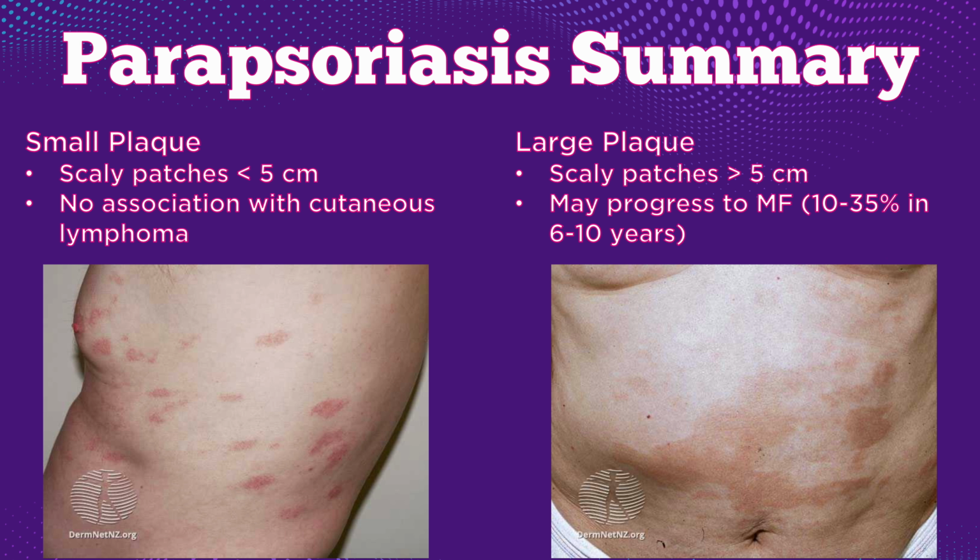Okay, so let's do rapid fire on Parapsoriasis and PRP. Parapsoriasis is broken down into 2 categories. One being small plaque parapsoriasis, which has scaly patches less than 5 centimeters and basically no association with cutaneous lymphomas, and 2 being large plaque parapsoriasis, which has scaly patches greater than 5 centimeters and may progress to Mycosis fungoides in 10 to 35% of cases over 6 to 10 years.